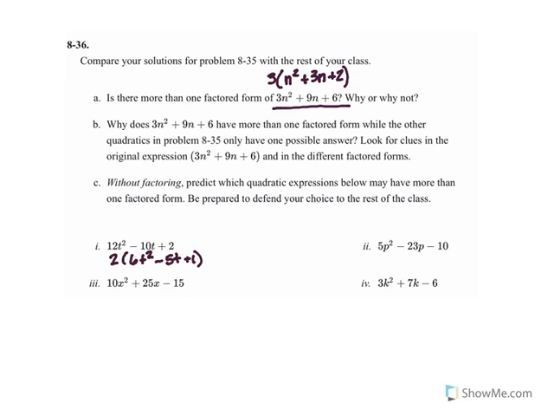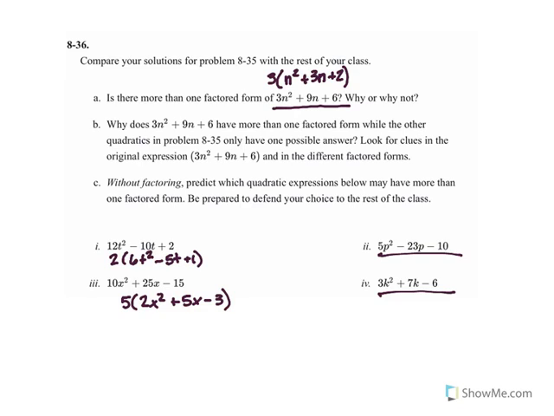On 3, I could take out a 5 and have 2x squared plus 5x minus 3. This one I could not take a common factor out of, and this one I also couldn't take a common factor out of. There's nothing that I could pull out of all of those.